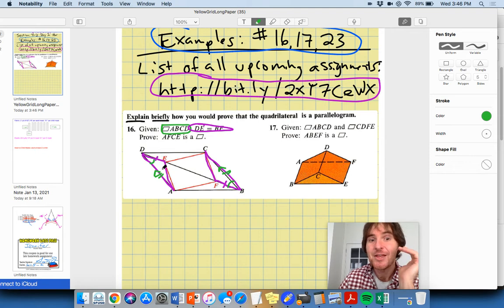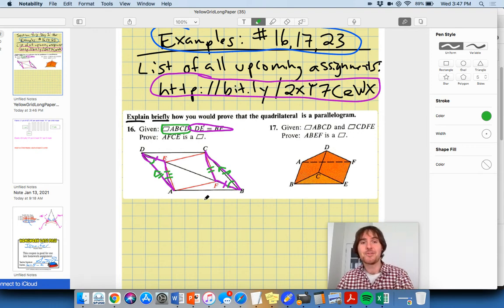SAS correspondence. Those two triangles are congruent, CPCTC, EA congruent to CF. A lot to keep track of here, okay? Could I do the same thing up there? I think I could.